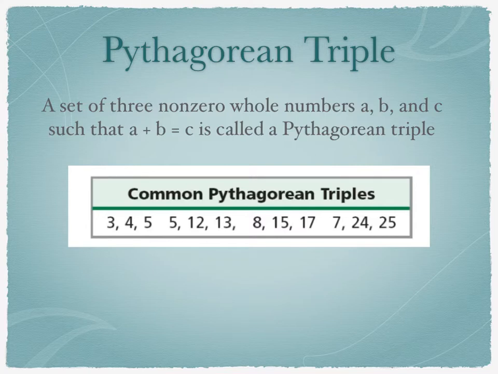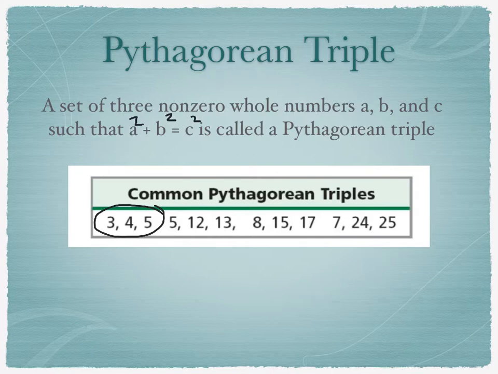Alright, so now we have something that's called the Pythagorean triple. The Pythagorean triple is a set of 3 non-zero whole numbers, a, b, and c, such that a squared plus b squared is equal to c squared. It's called the Pythagorean triple. So in a Pythagorean triple, we're going to have 3 whole numbers. So like 3, 4, and 5. This is a Pythagorean triple that makes up the 3 side lengths of a triangle.